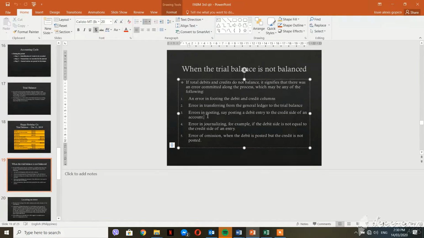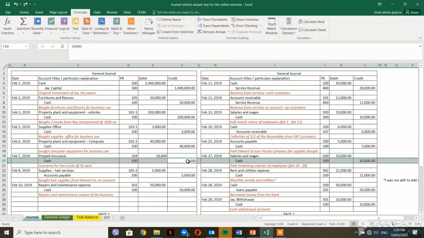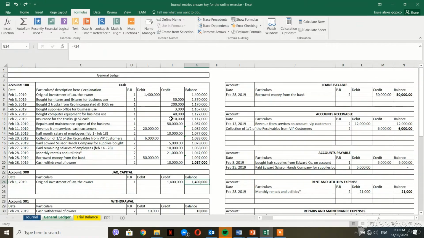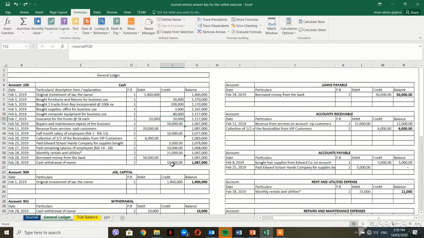Then errors in posting, say posting a debit entry to the credit side of the account. What happens with an error in posting? For example, here, instead of crediting cash of 10,000 pesos on February 7, what I did was I put it in the debit. See? Again, your trial balance is not equal.